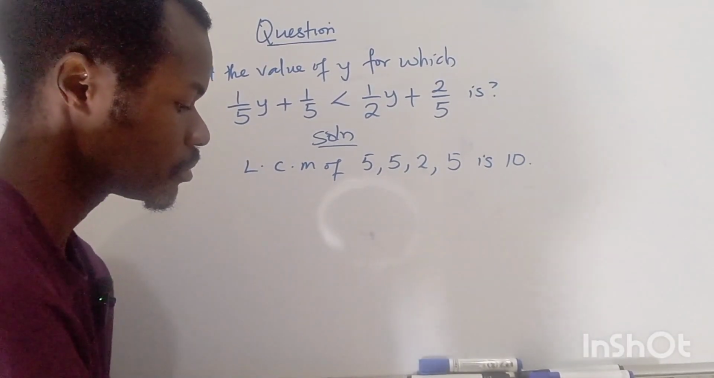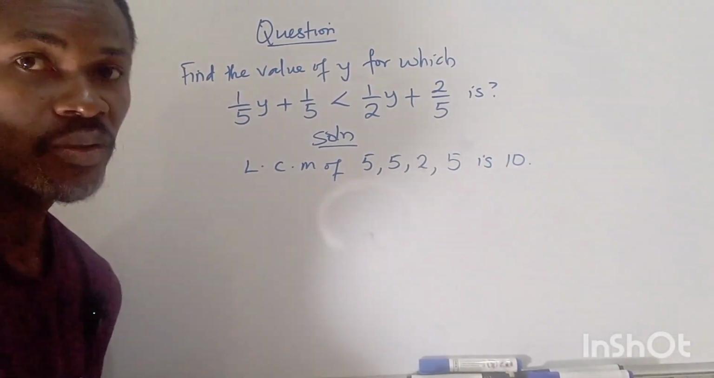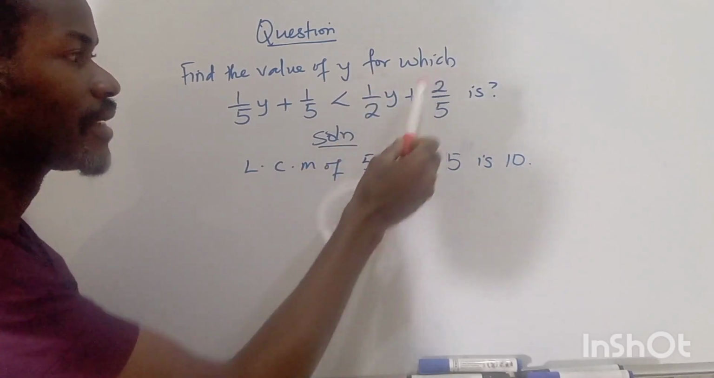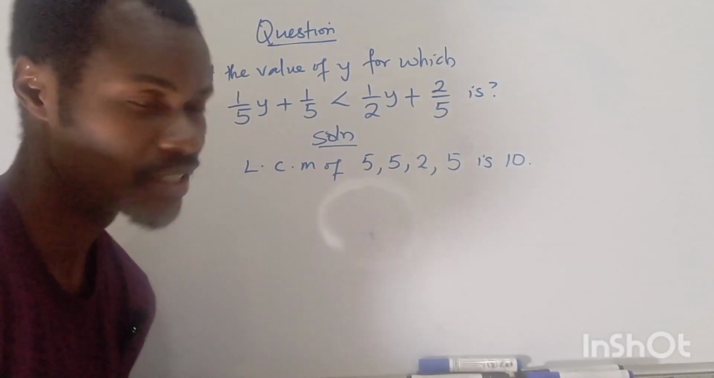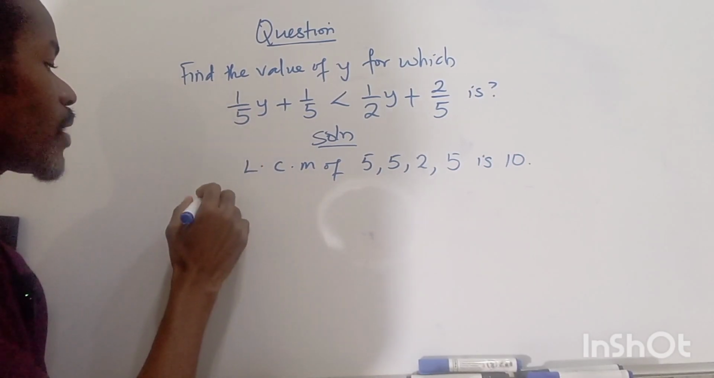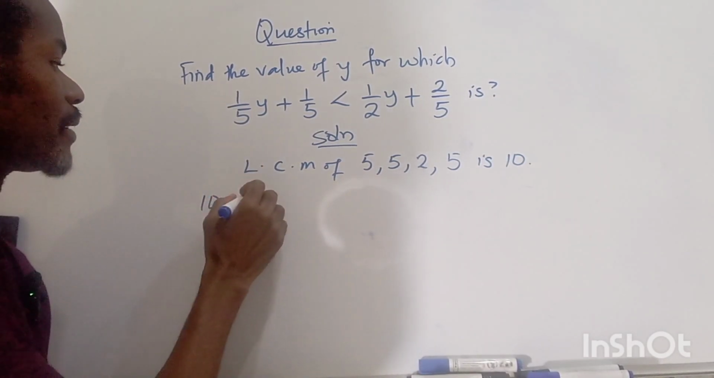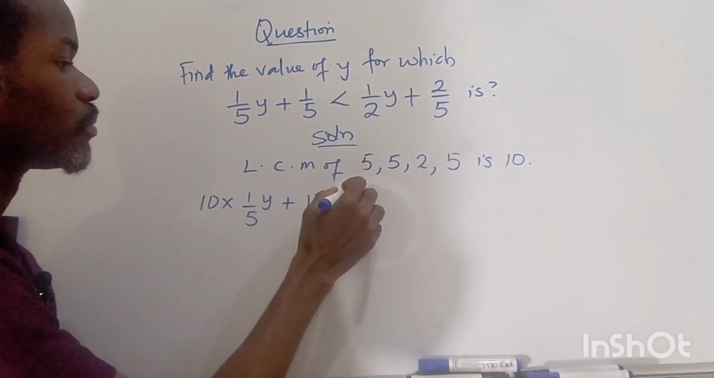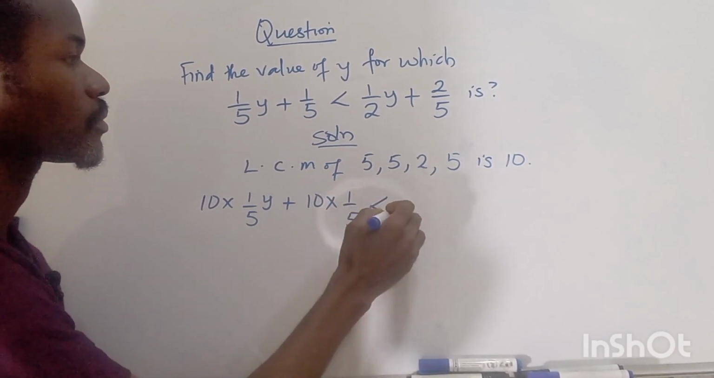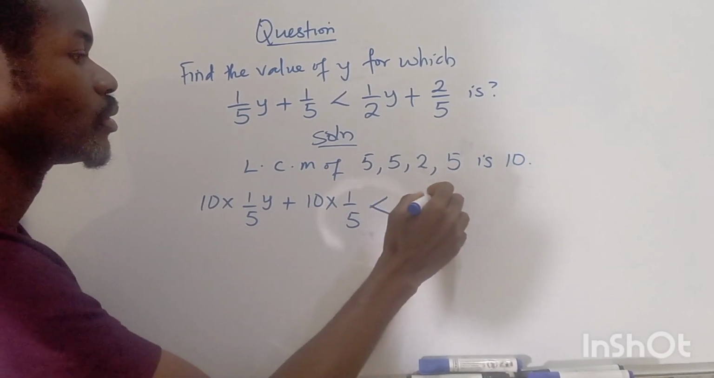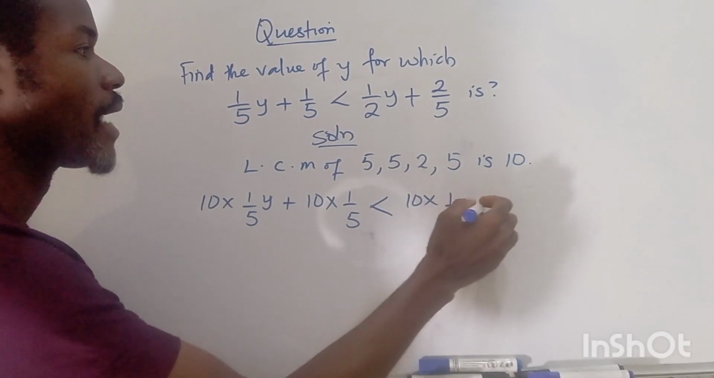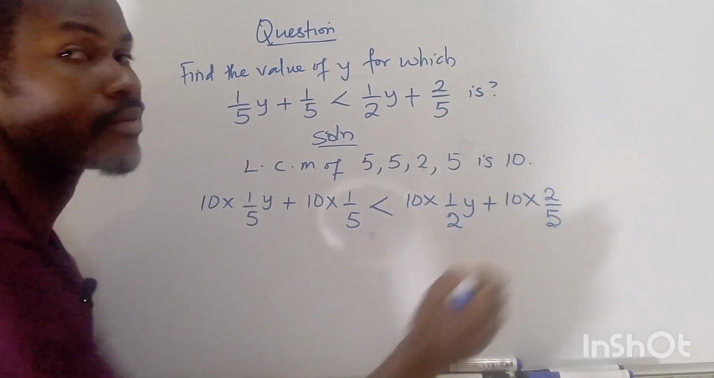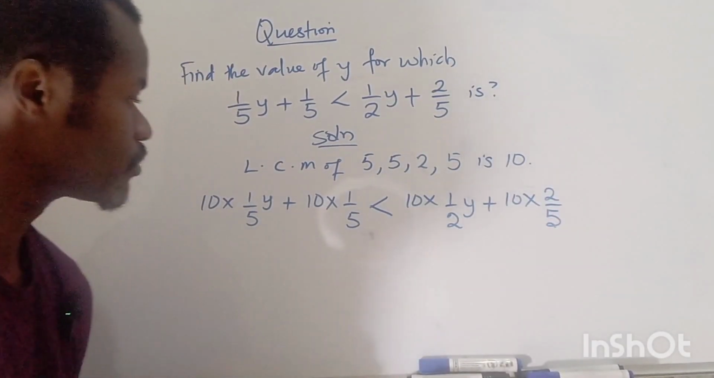Now that we've gotten the LCM at 10, we can use it to multiply through the expression. We are going to multiply each of these terms to simplify the expression. So we have 10 multiplying 1 over 5y, plus 10 multiplying 1 over 5, less than 10 multiplying half y, plus 10 multiplying 2 over 5. Now let's multiply and see.